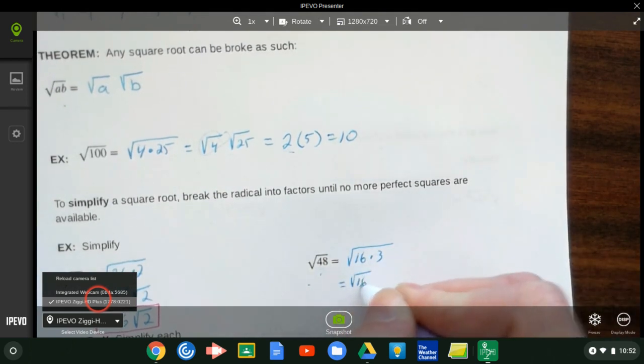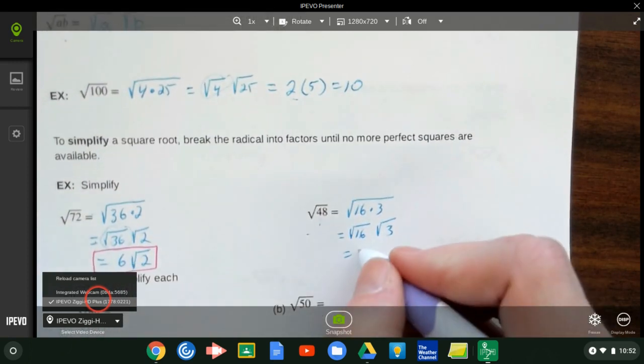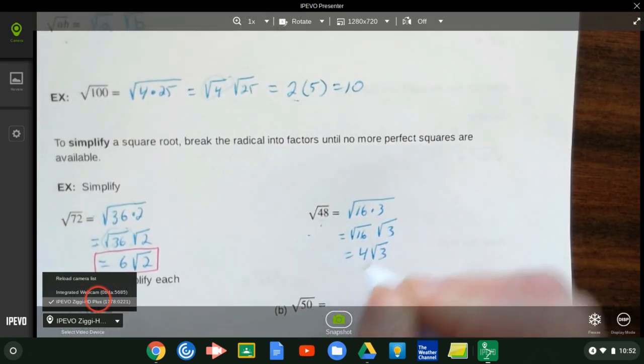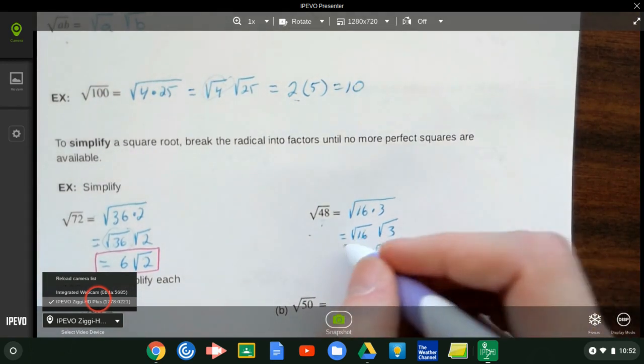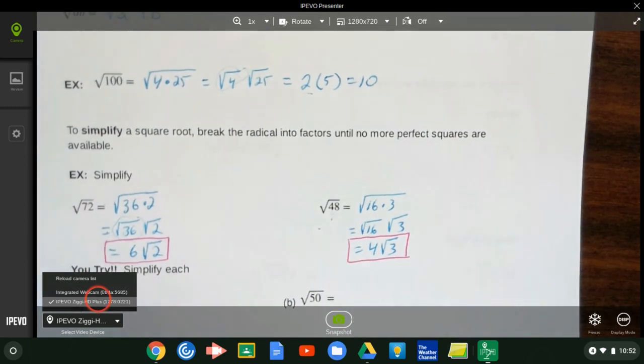So that's the square root of 16, the square root of 3. And the square root of 16, I know, is 4. And there we go. I don't know the square root of 3. I can't figure the square root of 3. It doesn't break down, so there's my solution.